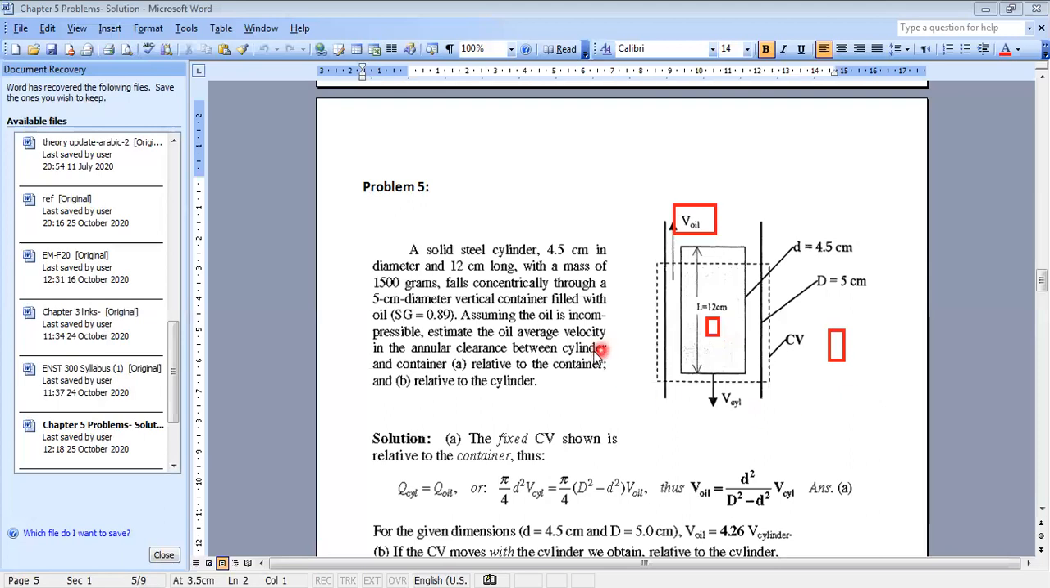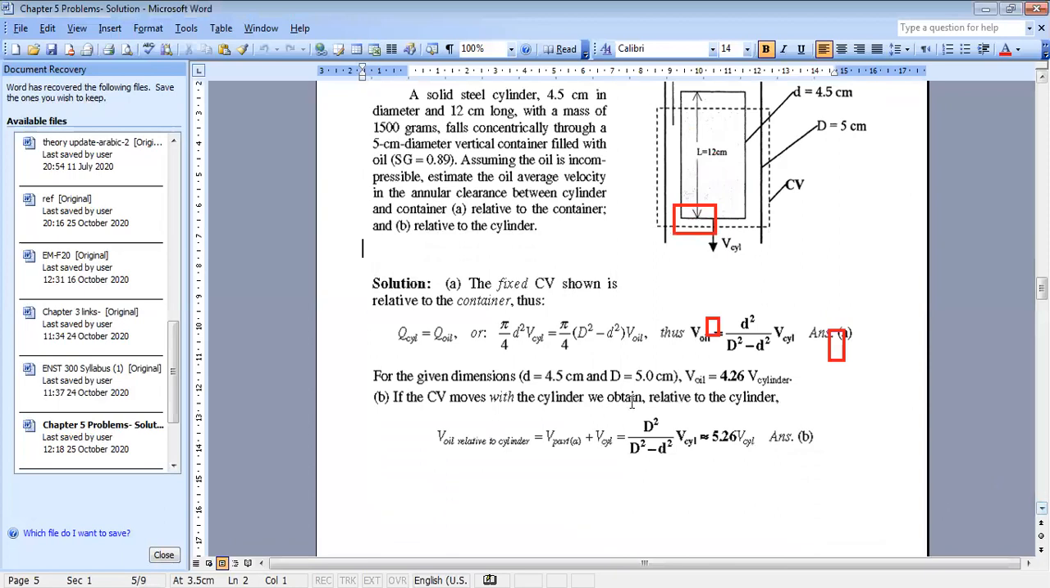And from dynamics, you have a formula. Just scroll down and see what they did in part B. They said that V relative to the cylinder is V of oil plus V of cylinder.